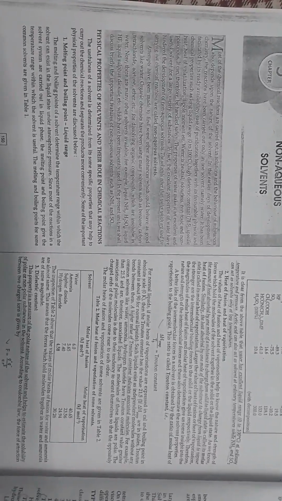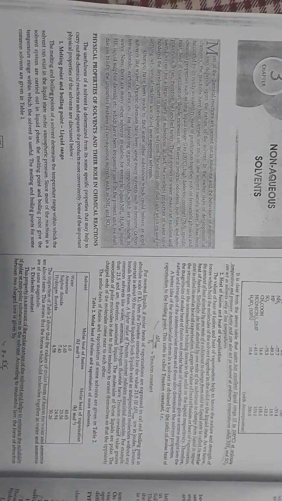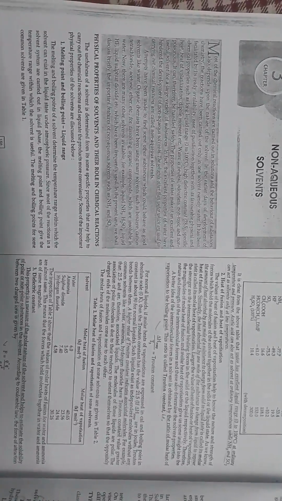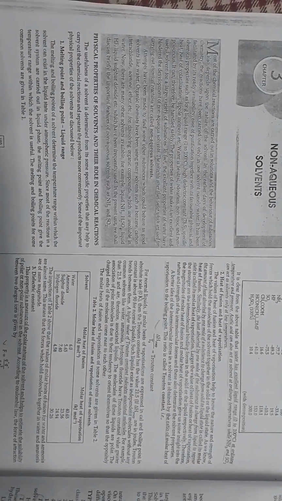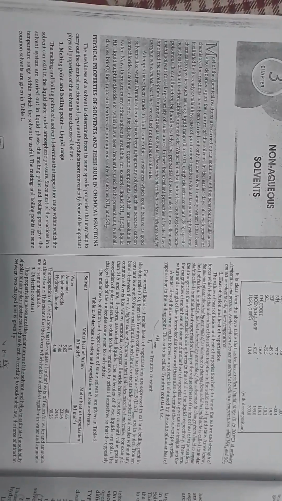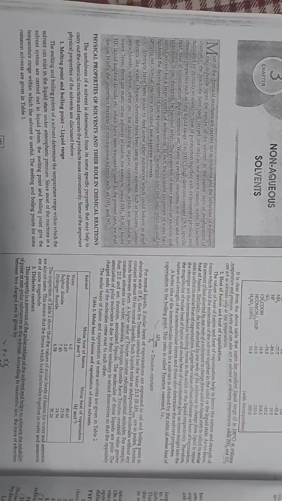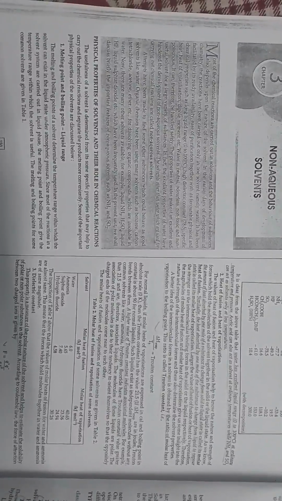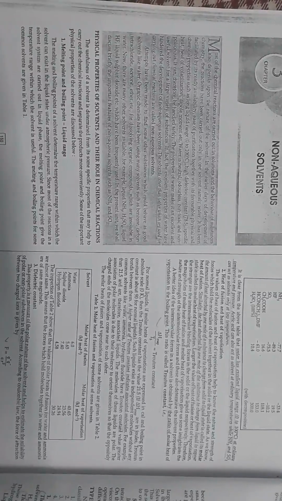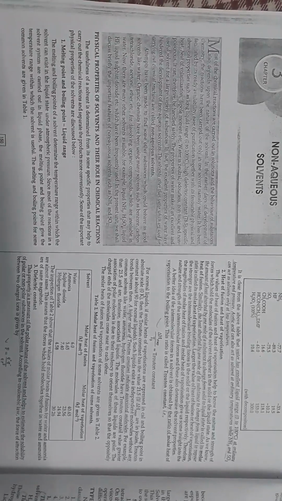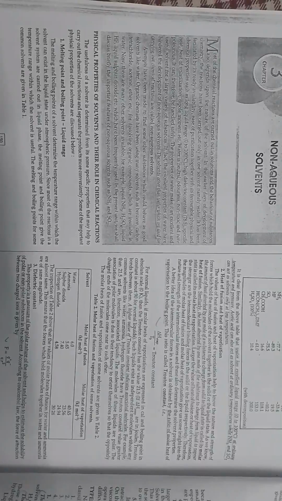The usefulness of a solvent is determined from some specific properties that may help to carry out the chemical reactions and separate the products more conveniently. Some of the important physical properties of the solvent are discussed below. Number 1. Melting point and boiling point. Liquid range. The melting and boiling point of a solvent determine the temperature range within which the solvent can exist in the liquid state under atmospheric pressure.